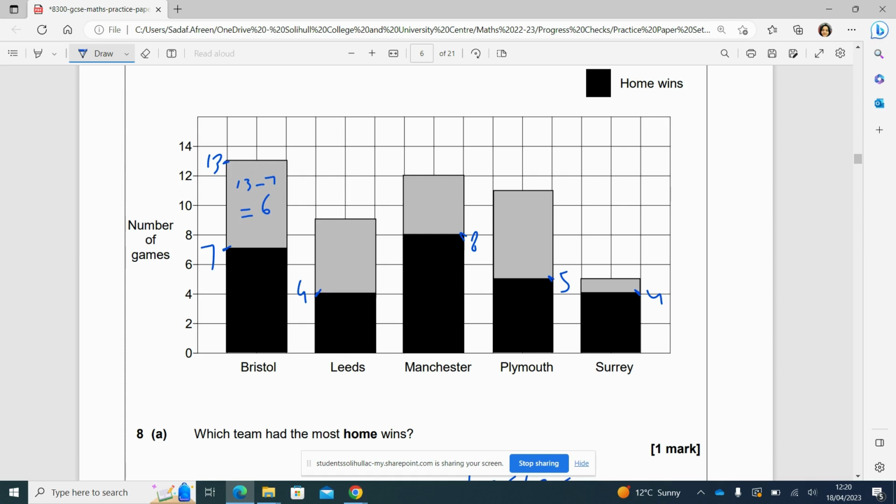Okay, same thing we do for Leeds as well. The highest point for Leeds is 9. So 9 take away 4, which is 5. For Manchester, the highest point is 12. So you do 12 take away 8, which gives you 4. The highest point for Plymouth is 11. 11 take away 5 gives you 6. And the highest point for Surrey is 5. So 5 take away 4 is 1.